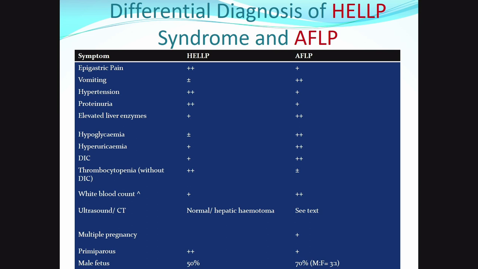The differentiation between HELLP syndrome and acute fatty liver disease of the pregnancy is not easy. In HELLP syndrome, people mainly get hypertension, proteinuria, edema, etc. In acute fatty liver disease of the pregnancy, people get elevated liver enzymes and features of liver failure like hypoglycemia, hyperuricemia, DIC, etc.